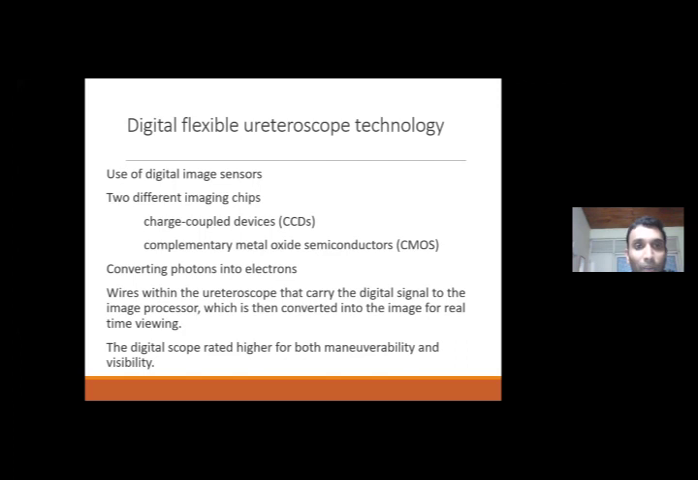So two different imaging chips are used in a digital flexible cystoscope, such as the charge coupled device and the complementary metal oxide semiconductor. They convert the photons into electrons, and wires within the cystoscope carry the digital signal to the image processor, which is then converted into the image for the real-time view. The digital scopes create higher maneuverability and visibility.